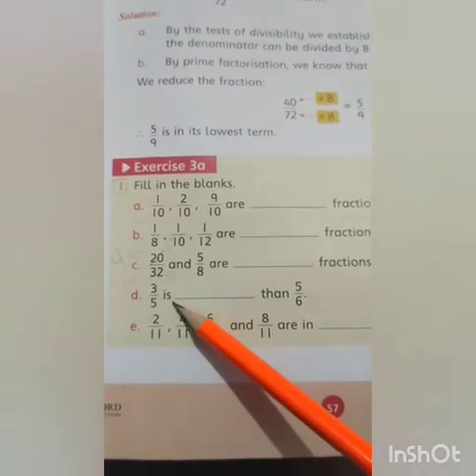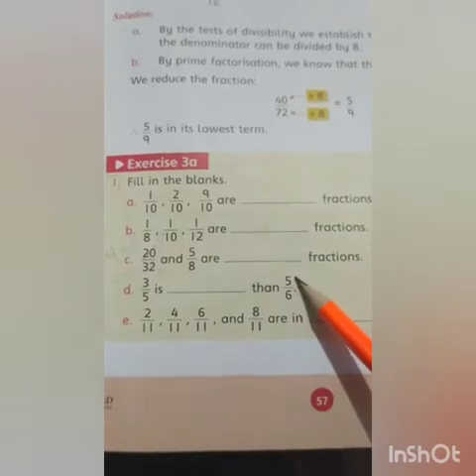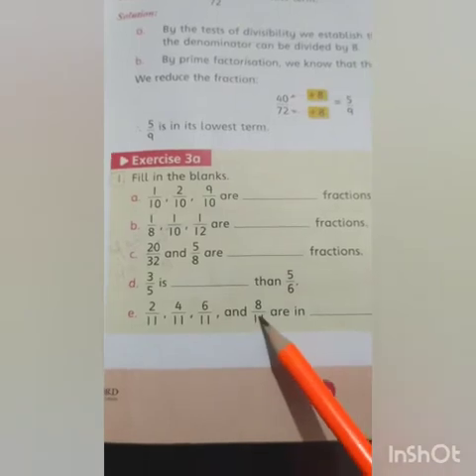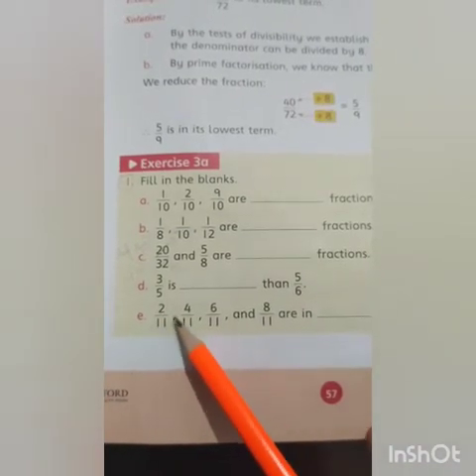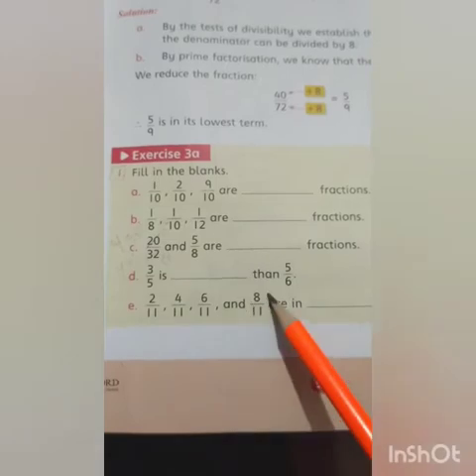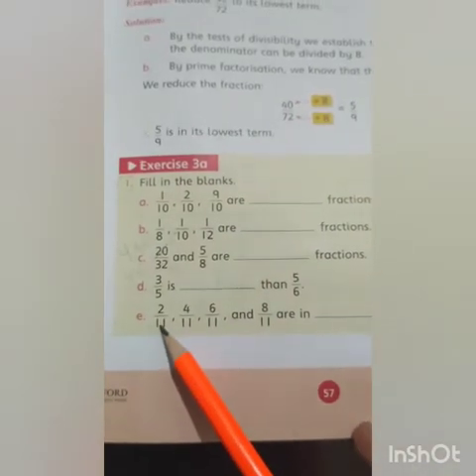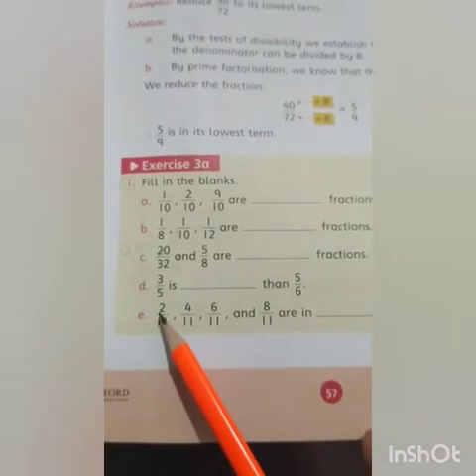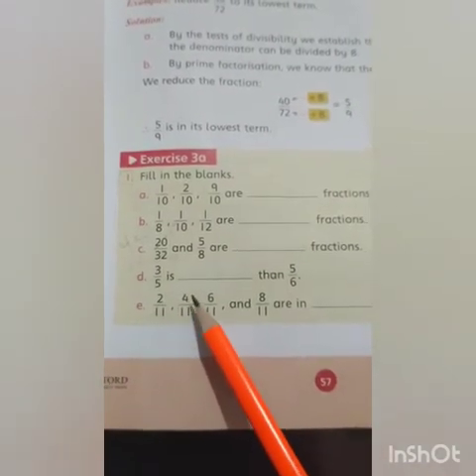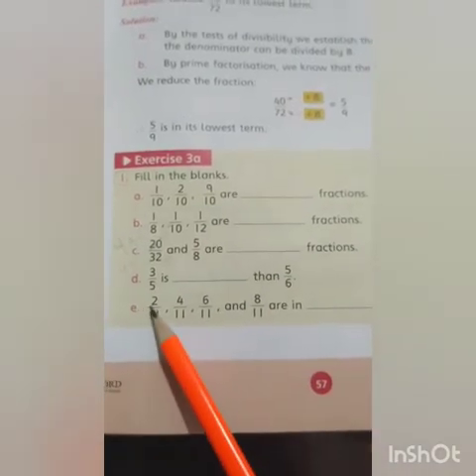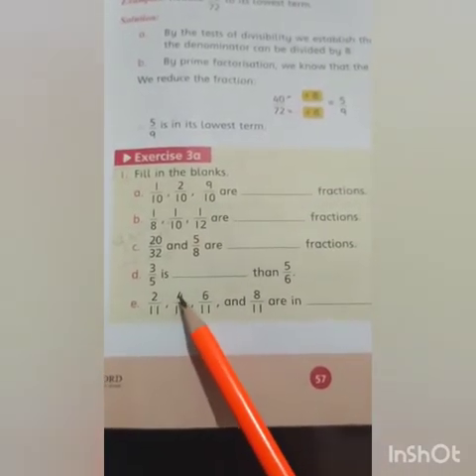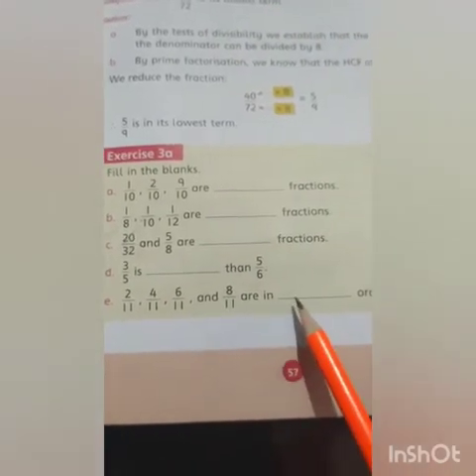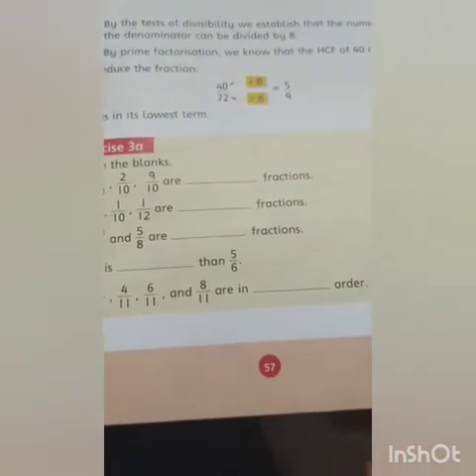Here 5 upon 3 is smaller than 5 upon 6. Look at this: 2 upon 11, 4 upon 11, 6 upon 11 and 8 upon 11. The similarity is the denominator, but the numerators are different, 2, 4, 6, 8. The common thing is that they are arranged in ascending order. So we will write here, in ascending order.